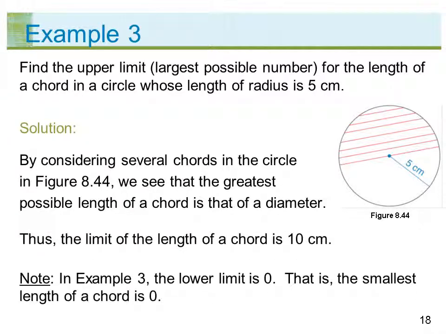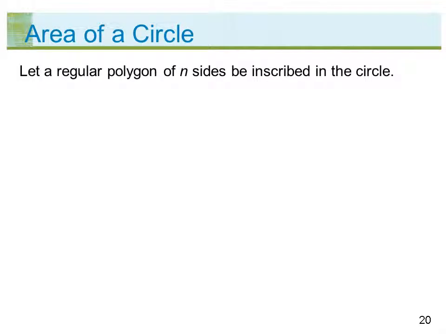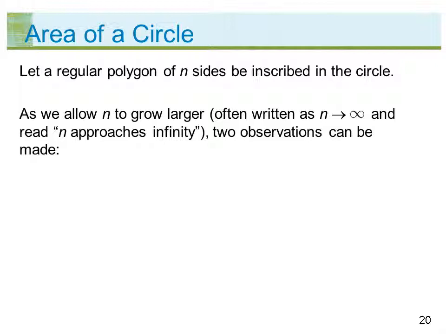Note, in example 3, the lower limit is 0. That is, the smallest length of a chord is 0. Let a regular polygon of n sides be inscribed in the circle. As we allow n to grow larger, often written as n arrow to the right infinity, and read n approaches infinity, two observations can be made.